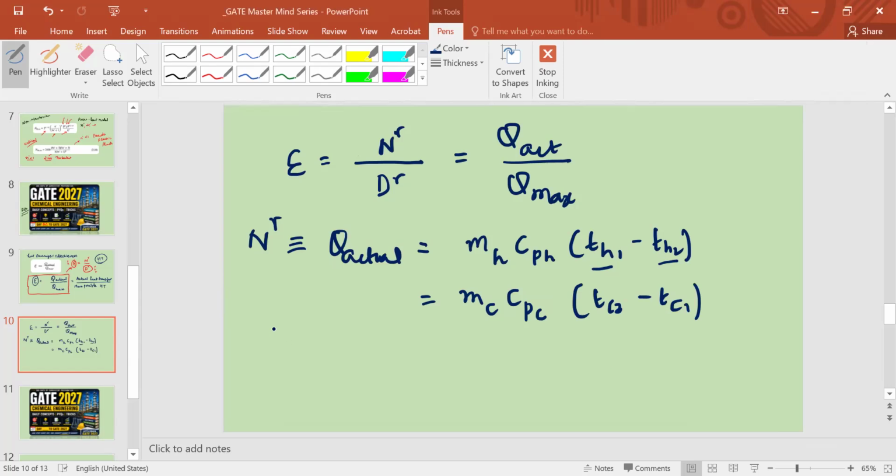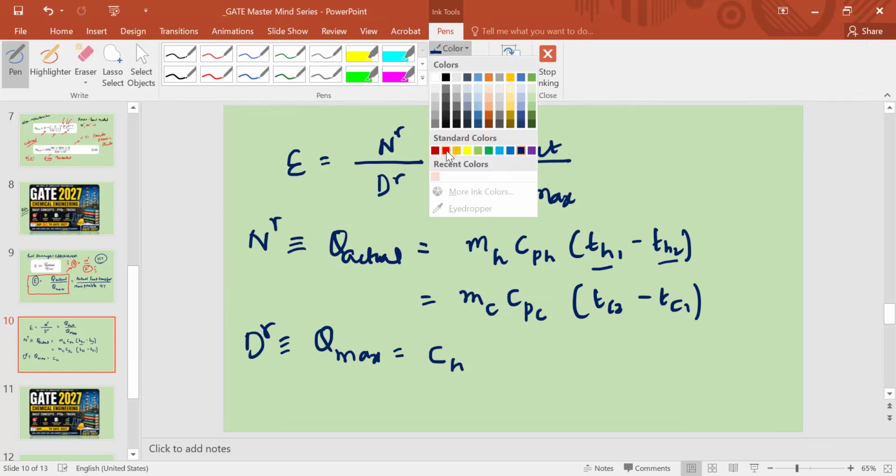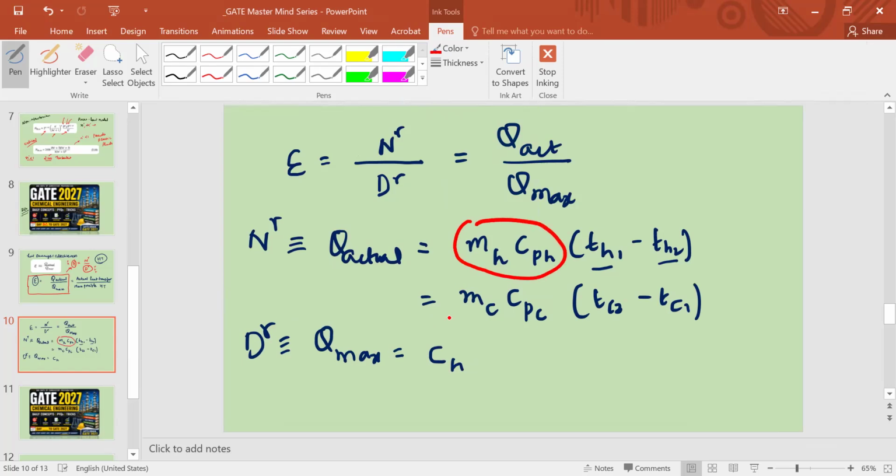Now we have the denominator, which is Q max, given with respect to the two inlet flow rates. If I write CH, what does this CH mean? CH is nothing but this product, MH CPH. What does this product say? Hot fluid capacity rate, into TH1 minus TC1. That is the maximum possible heat transfer we can actually achieve.